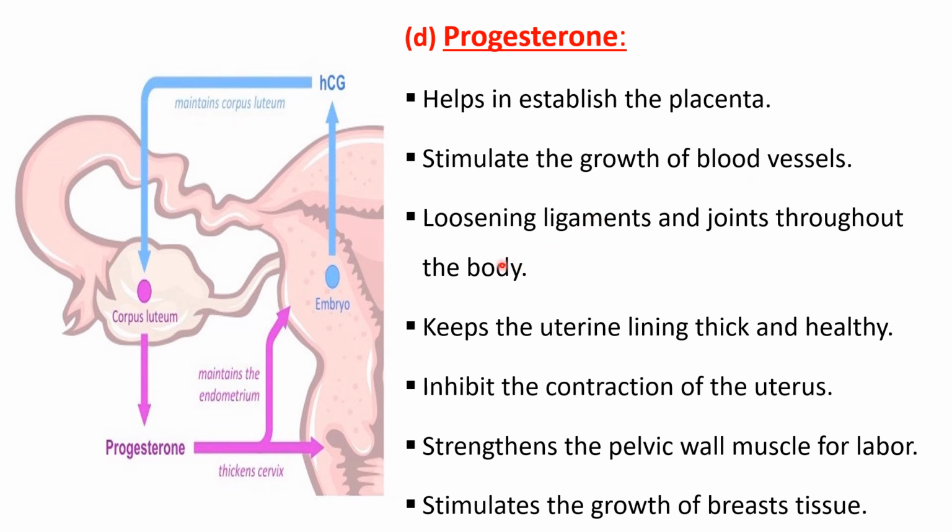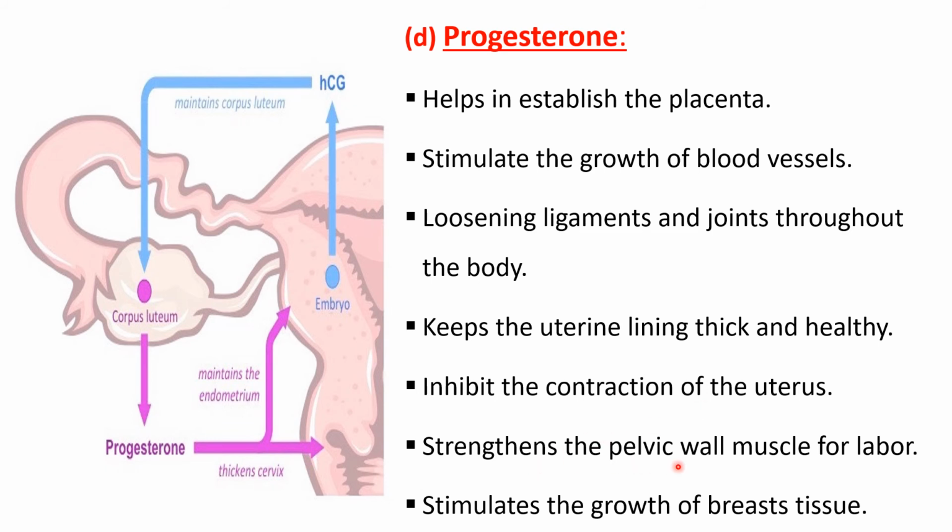It mainly loosens the ligaments and joints throughout the body. It prepares the body for the parturition, because for that, it starts the loosening of the ligaments and makes the joints free throughout the body. It keeps the uterine lining thick and healthy. Due to the progesterone, the uterine lining becomes thicker, because it has to bear the great weight of the developing fetus. Then it inhibits the contraction of the uterus. There should not be contractions in the uterus during the embryonic development.